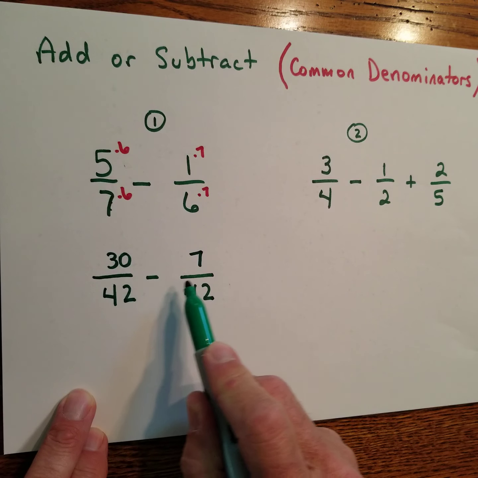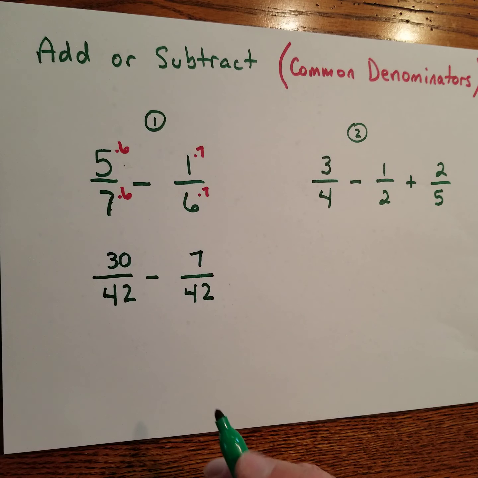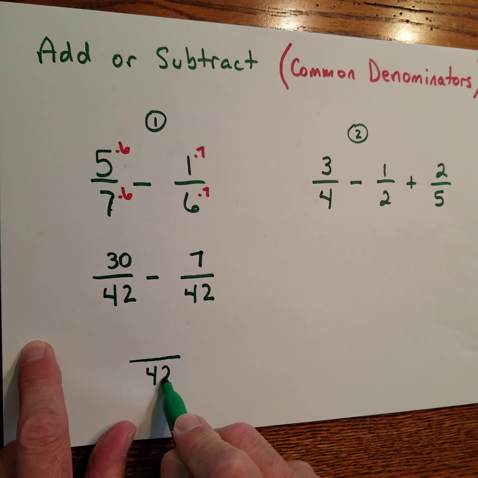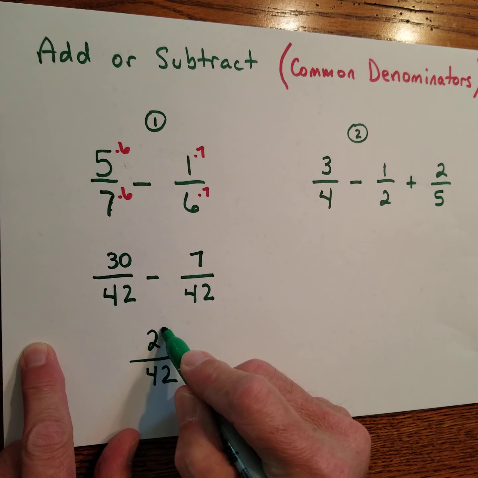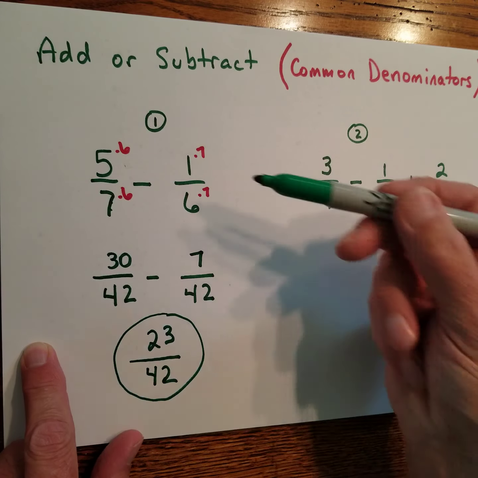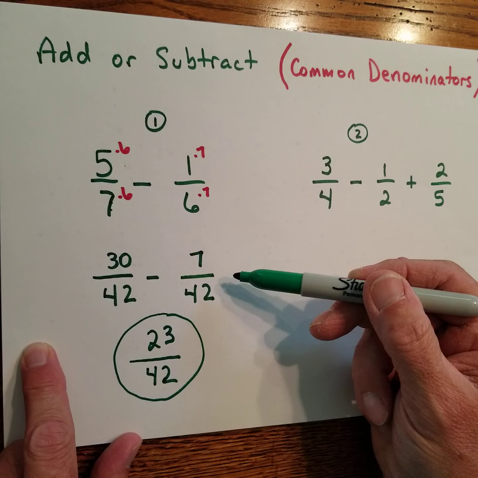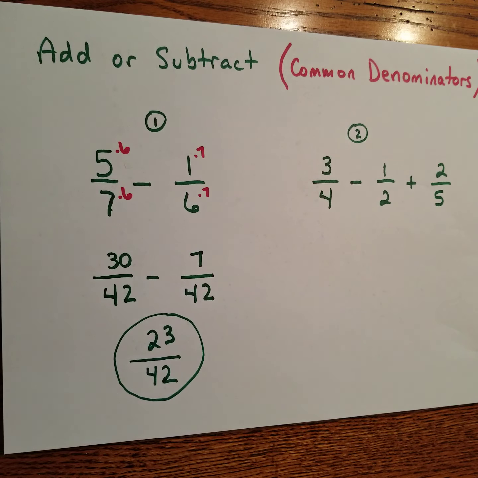See, if you can get 30 and 7 without writing the red part down, that's where we want to get to. For a final answer, keep that common denominator and subtract the numerators. 30 minus 7, that's 23. There's the proper way to show your work. Write the problem down, rewrite it with common denominators, add or subtract the numerators. Try to do the red part in your head.